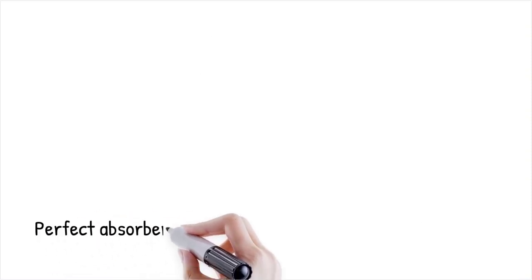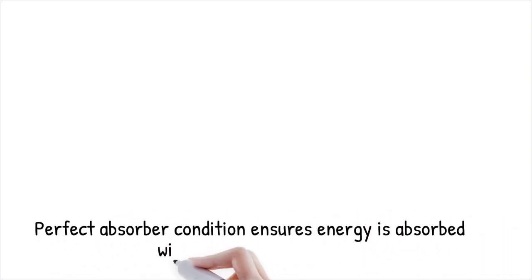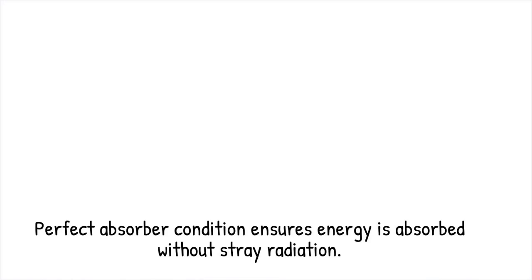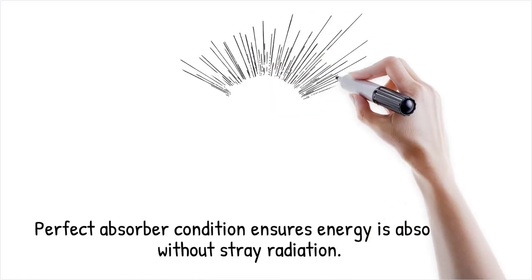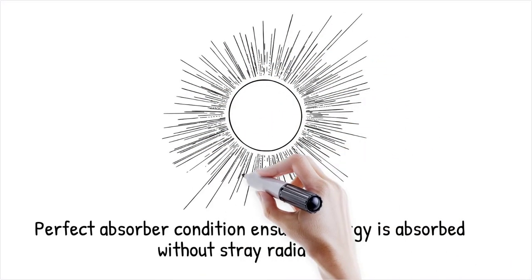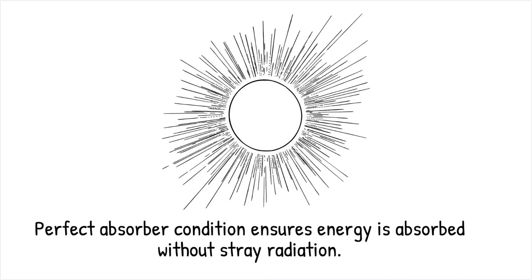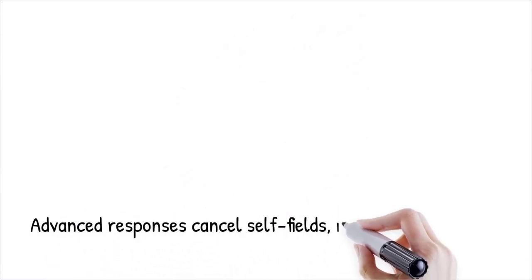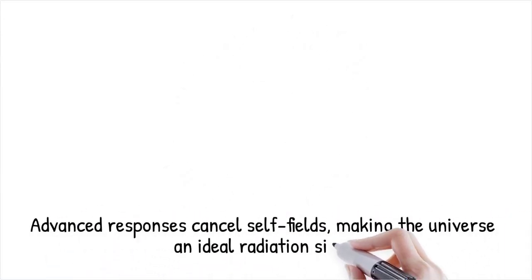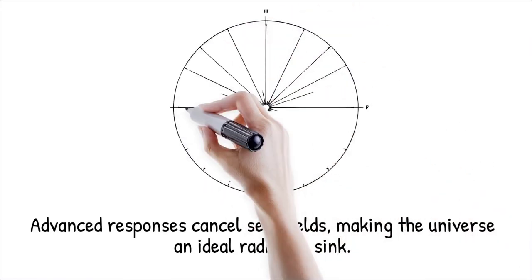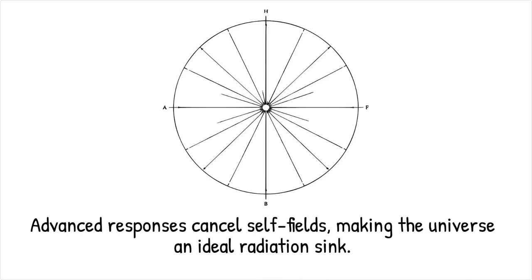The theory requires a perfect absorber condition. All retarded energy is eventually absorbed and no stray radiation escapes to infinity. This global boundary condition enforces that the advanced waves precisely cancel unwanted self-fields. Mathematically, one imposes that the sum of all advanced responses at any emitter equals the negative of its own advanced field, leaving only the physical retarded field.